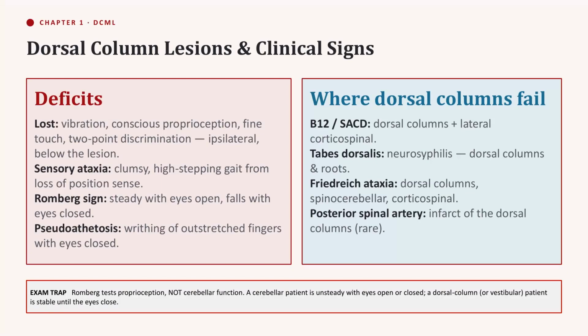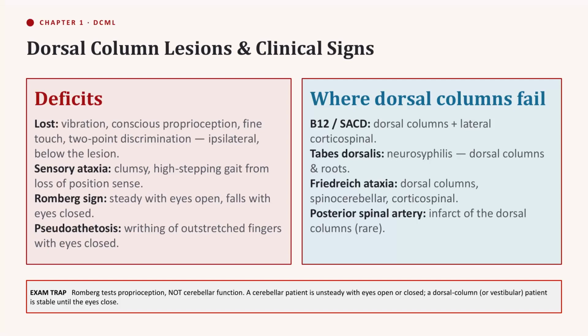On the right, where these pathways fail, the classic causes. B12 deficiency, subacute combined degeneration, which hits the dorsal columns and the lateral corticospinal tracts together. Tabes dorsalis, the neurosyphilis that attacks the dorsal columns and roots. Friedreich ataxia, which takes the dorsal columns, spinocerebellar, and corticospinal tracts. And rarely, a posterior spinal artery infarct.